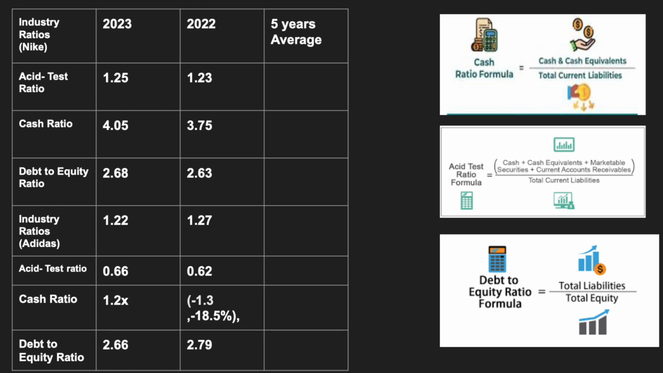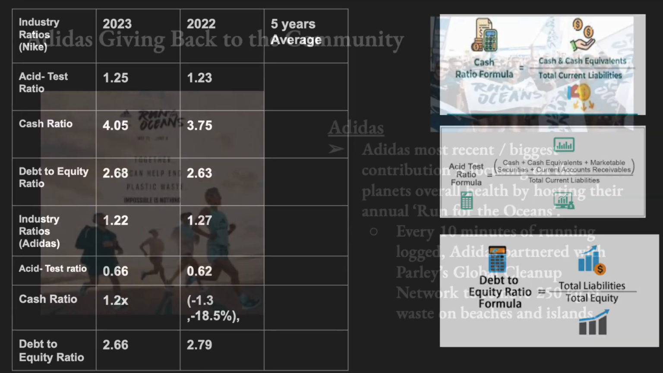We also used the cash ratio formula, acid test ratio formula, and debt to equity ratio formula to compare the two companies. Nike scored higher in both 2022 and 2023. When looking at the acid test ratio, Nike scored a 1.5 while Adidas scored a 0.66, which means that Nike has more liquidity than Adidas.